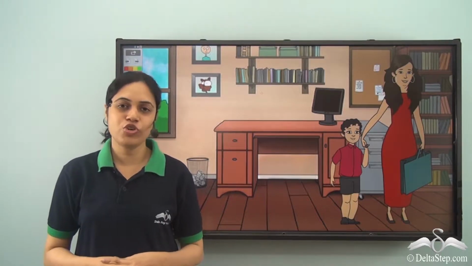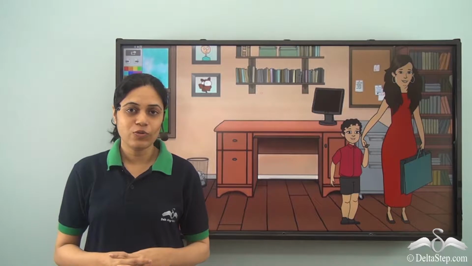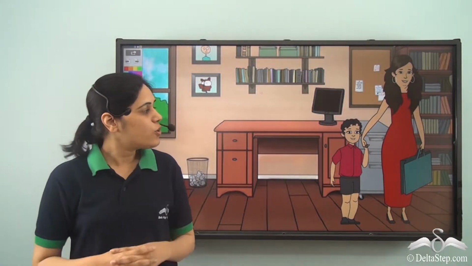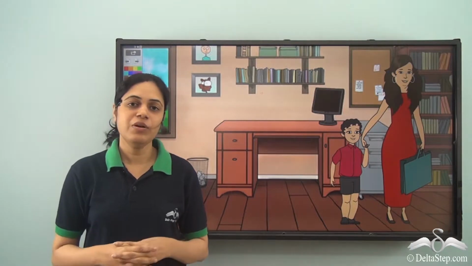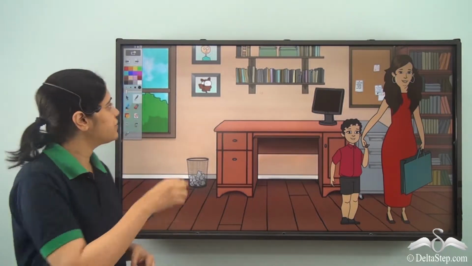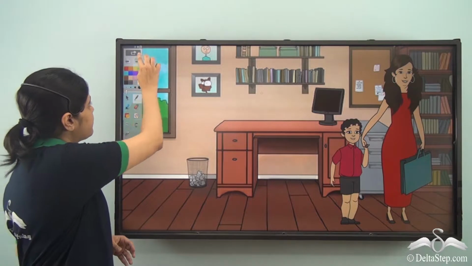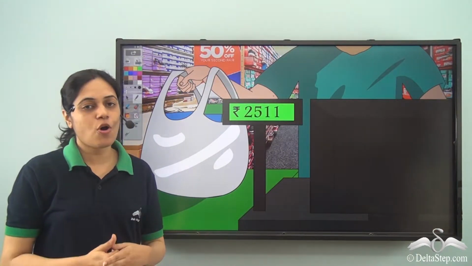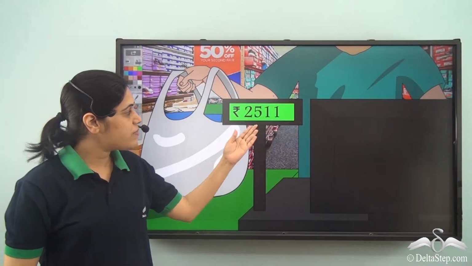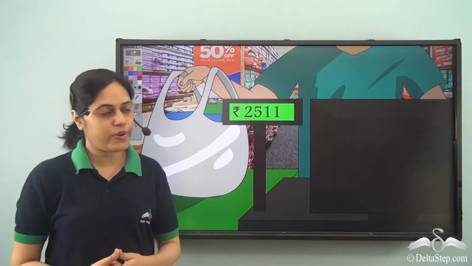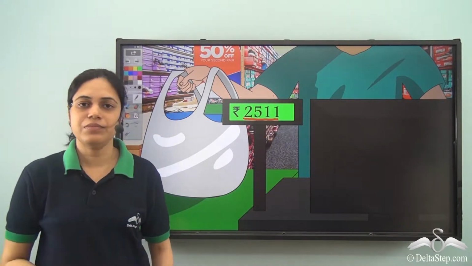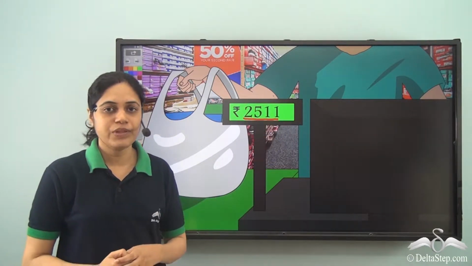Rohan loves to go shopping with his mother. He knows all the 4-digit numbers. So one day, Rohan accompanied his mother while she was going to the market. Now, when his mother had finished shopping, this was the bill amount which his mother had to pay. It was rupees 2511, which is a 4-digit number.